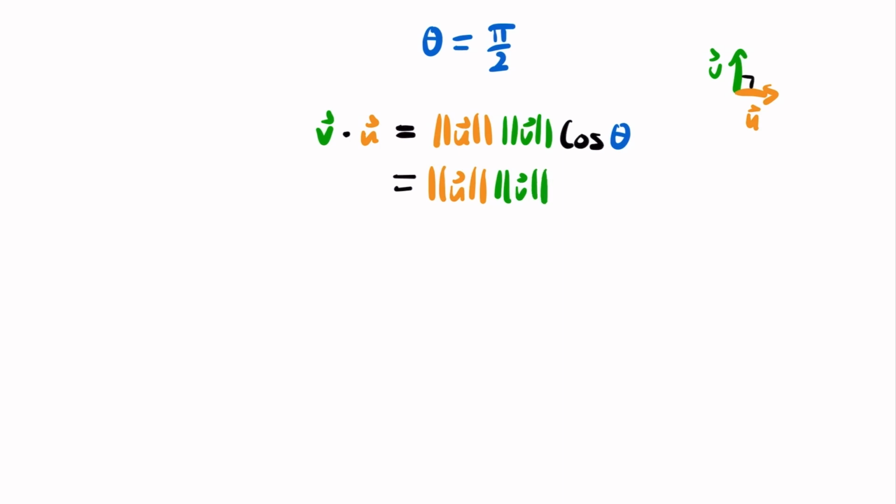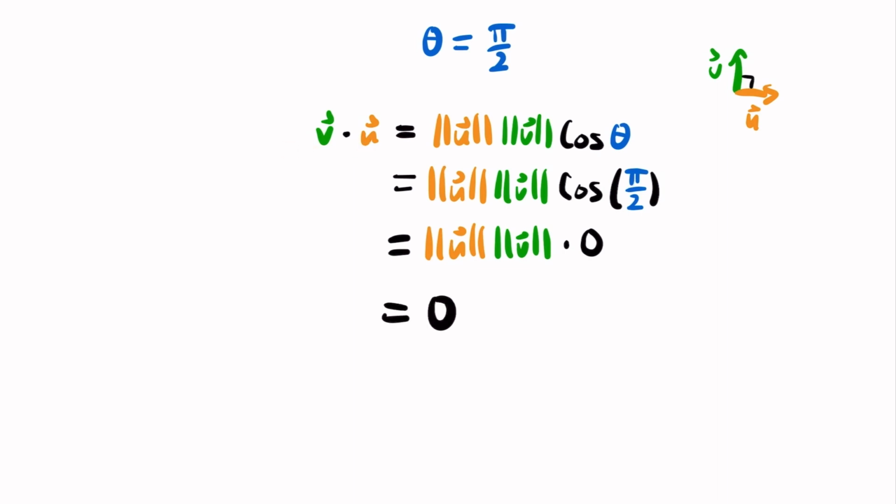And by the way, it doesn't matter the order in which you write those two. You could have the magnitude of vector v first and then the magnitude of vector u. It doesn't matter because multiplication is commutative. But anyway, you're then going to have cosine of the angle, which is pi divided by 2. So we have cosine of pi divided by 2, and cosine of pi divided by 2 is 0, right? So this would be equal to the magnitude of vector u times the magnitude of vector v, and then you'd be multiplying by 0, which makes everything 0, and so the dot product of vector v and vector u is 0 when the angle between those two vectors is 90 degrees, or pi divided by 2.